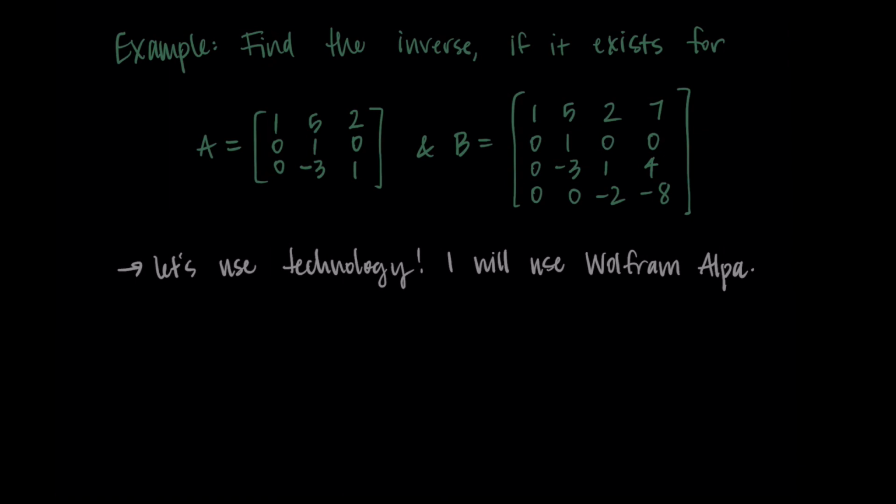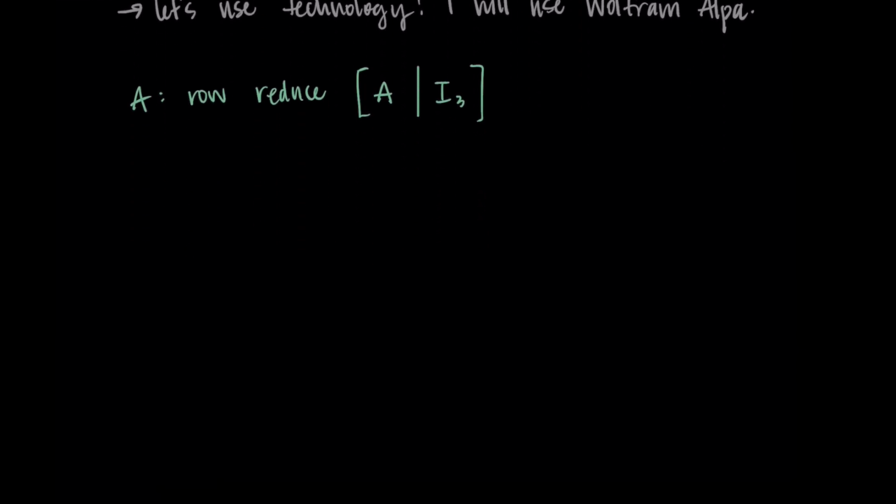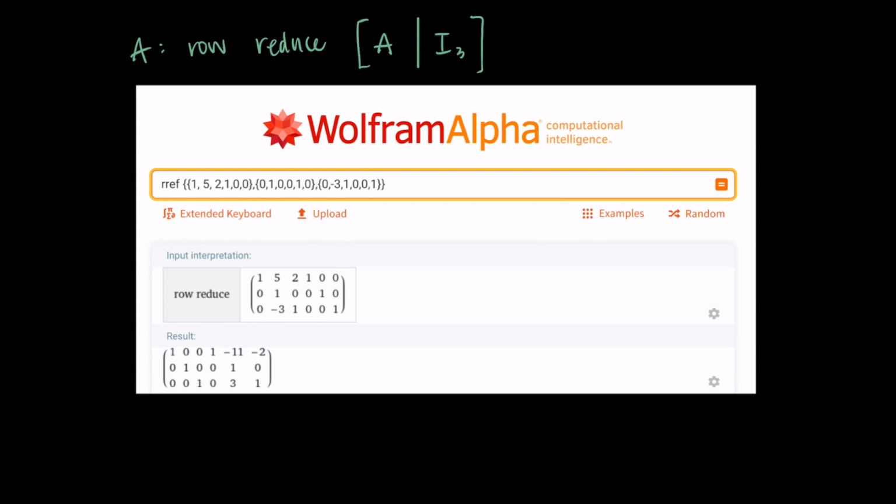All right, so for our 3 by 3 example, we're going to take this matrix A and augment the identity matrix, the 3 by 3 version, to the matrix A. And then we're going to row reduce. So what I've done is typed out all of the rows into Wolfram Alpha, and I've asked it to do the row reduction for me.